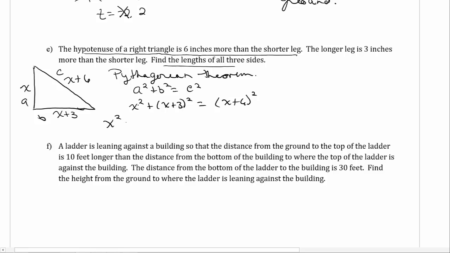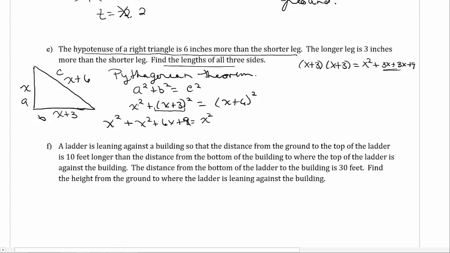So I have x squared plus, now remember when you square this, you really need to do FOIL. So you're really taking x plus 3 times x plus 3. And so you're going to get x squared plus 3x plus another 3x plus 9. So that's x squared plus 6x plus 9 equals, do the same thing with the x plus 6. So you'll end up getting this middle term twice always.